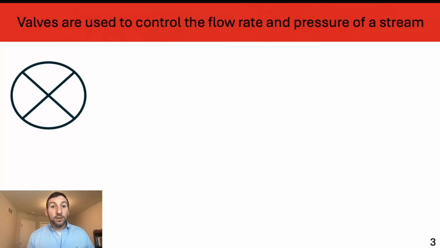The first unit we have is a valve. And a valve is used to control the flow rate and pressure of a stream. So you have a fluid flowing into your valve, and that valve can be either opened or closed to control the fluid flow. So that may be increasing the fluid flow or restricting the fluid flow.